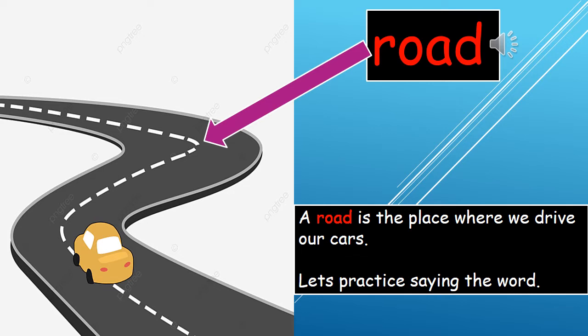A road is the place where we drive our cars. I'm sure you've seen a road by now. Let's practice saying it together. We'll practice each word 3 times. Let's begin. Road, road, road. Very good. Let's look at the next one.